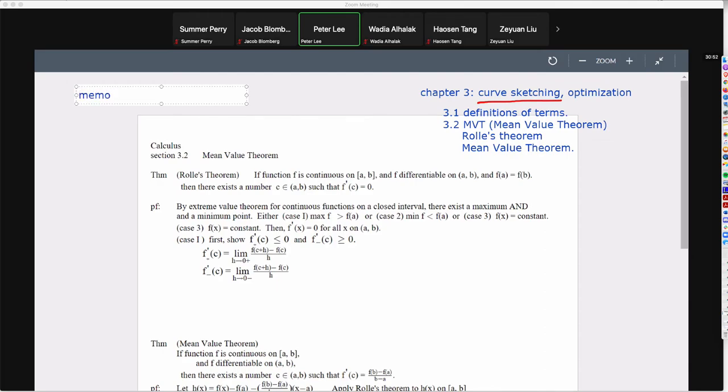Memorize these theorems. Memorize the theorems. So basically, if I say Rolle's theorem, you have to write it. Memorize means you memorize the hypothesis and you memorize the conclusion.